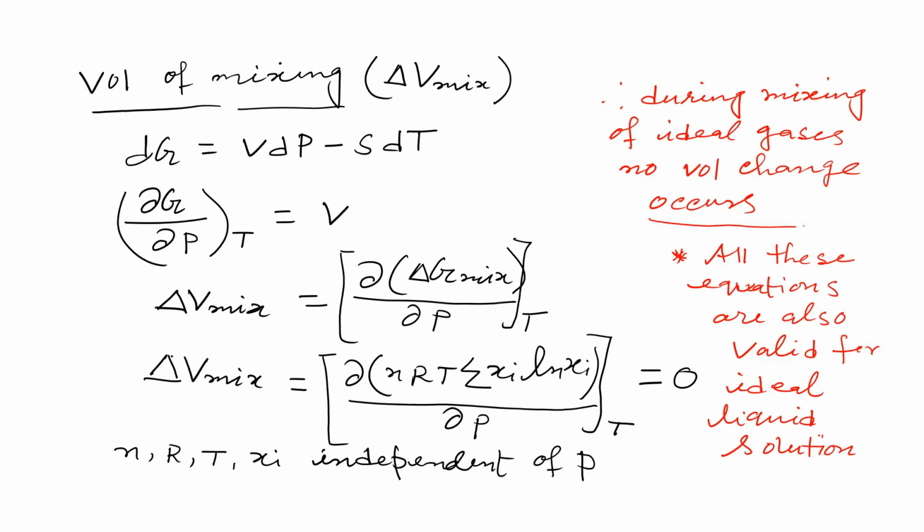So we have come to the end. We have derived the expression for free energy change of mixing, and today we have derived the expression for entropy of mixing, then enthalpy of mixing, which is 0, and also volume of mixing, which is also equal to 0.